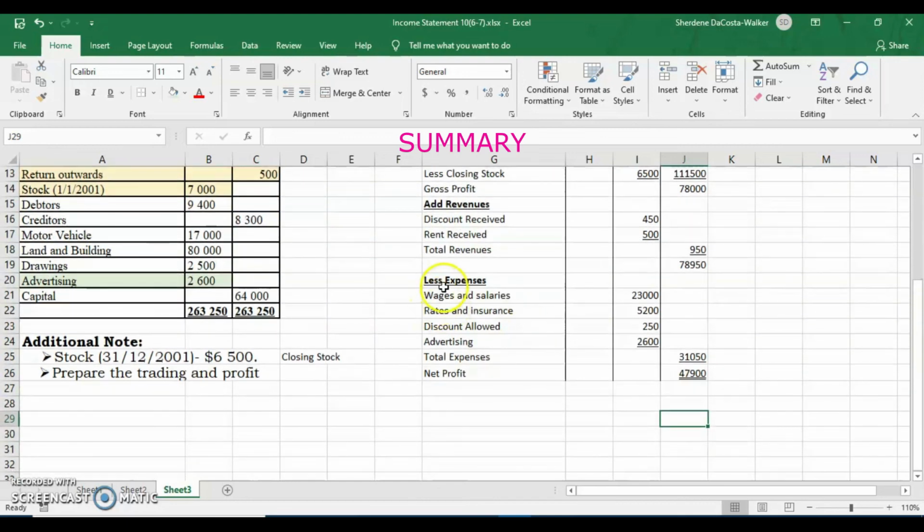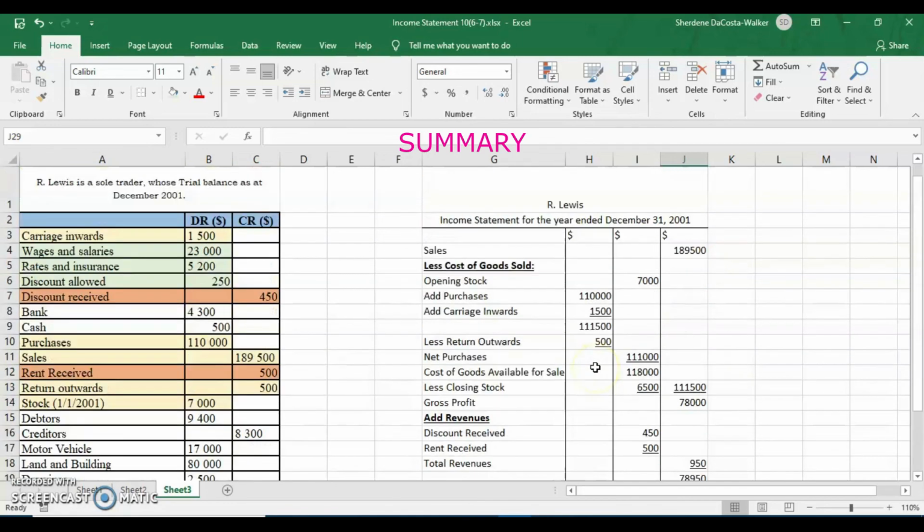Then we have our heading. As it says, we're going to less it. So whatever total we get, we will less it from the figure above. So we have the wages, rates, discount allowed, advertising, added together to get the total expenses, minus the total expenses from this profit figure that I have here to get my net profit. So net profit is equal to gross profit plus revenue minus expenses, and that's what we have done.